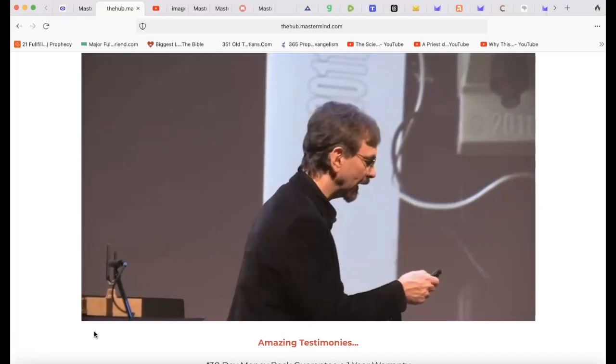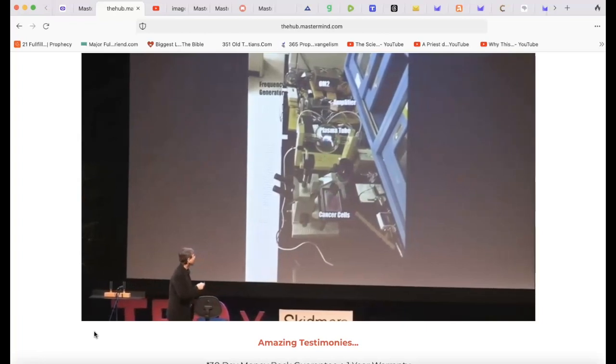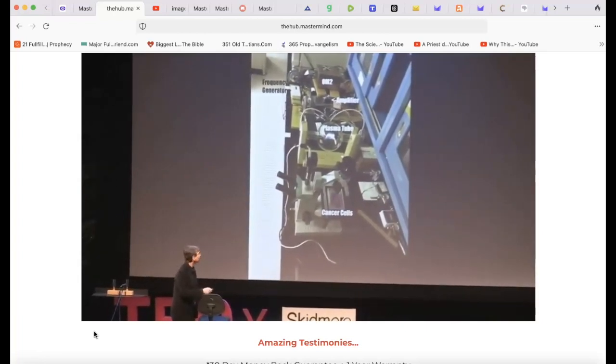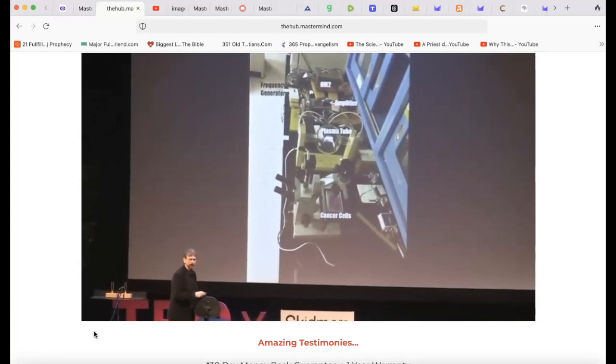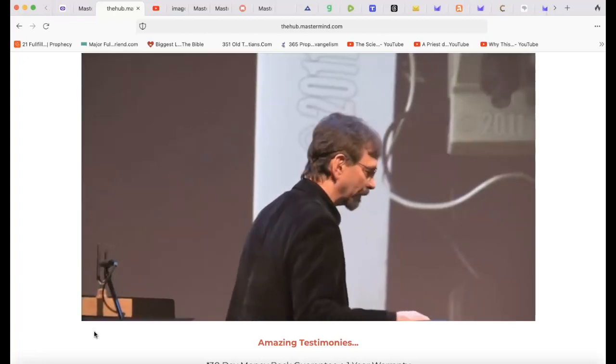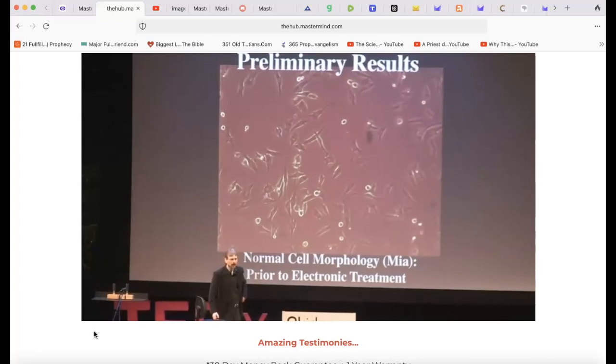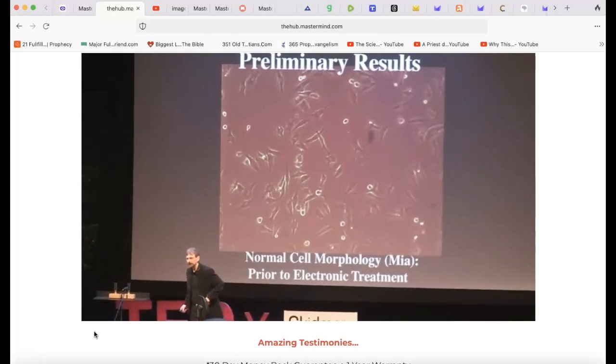This is our setup in the lab. You can see the microscope with cancer cells on it. Here's the plasma tube, and here is my little frequency control box. So first we attack pancreatic cancer. Take a good look at this slide, because the next one will look quite different.